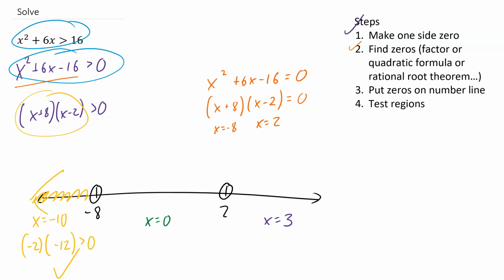So I will include this part of my number line in my answer. If I plug in 0, again, I'll do the factored version of it, I get 8 times -2 greater than 0. That's not true. A positive times a negative, no way it's going to be bigger than 0. I don't care what number it is. So I won't include this part of the number line.